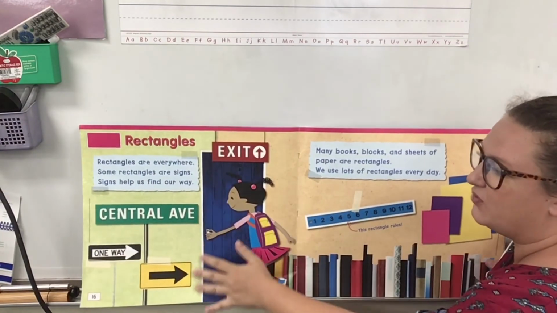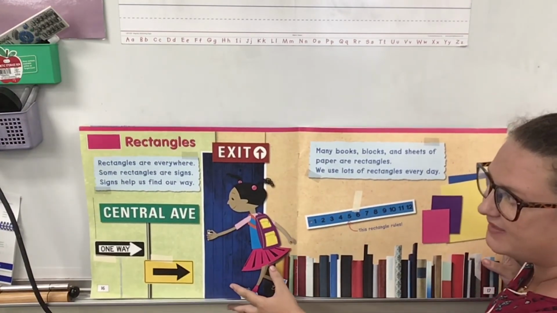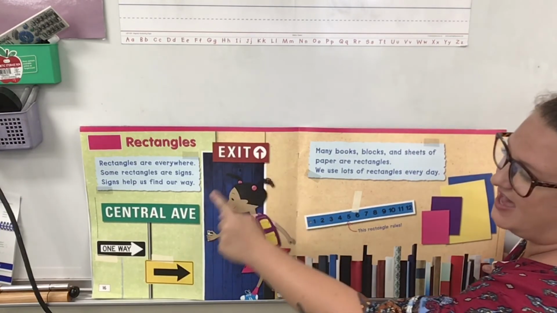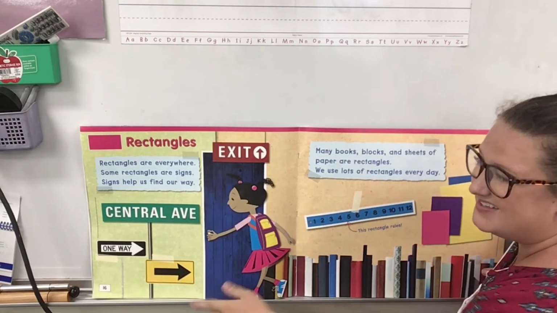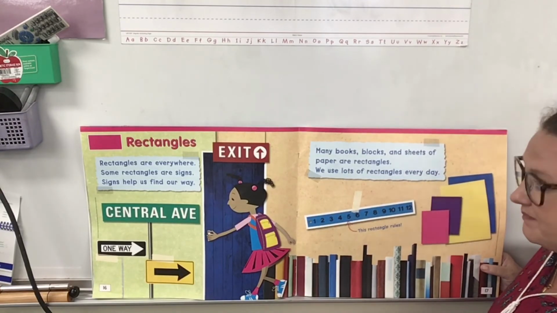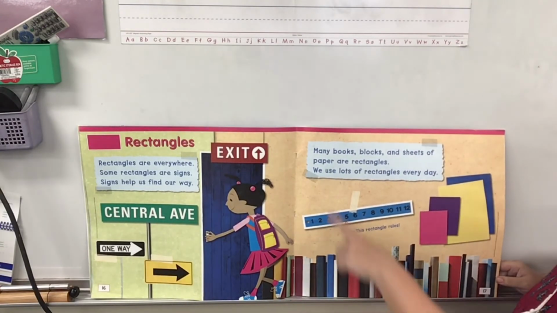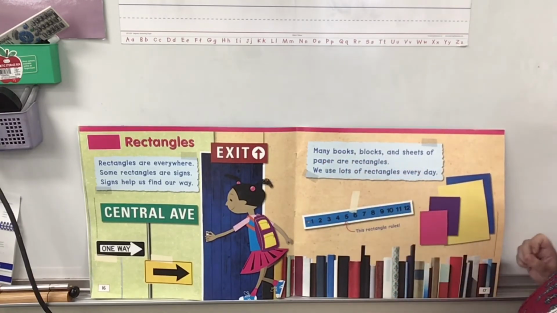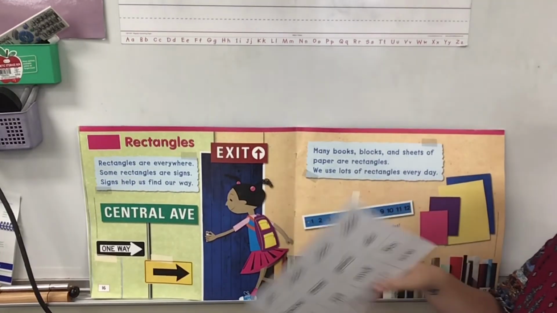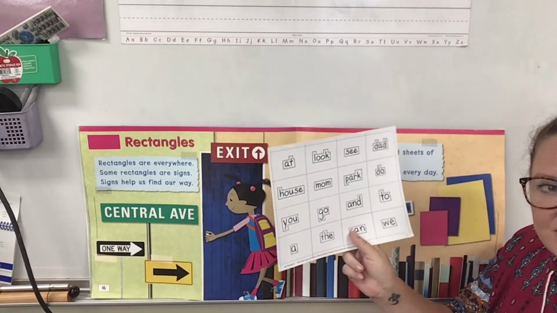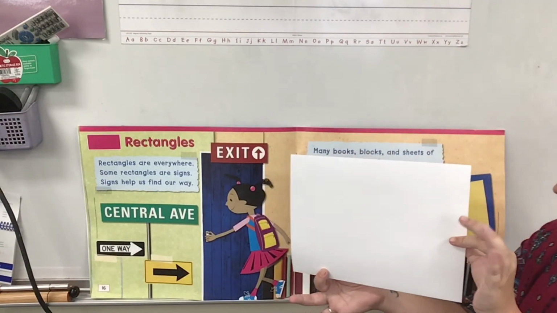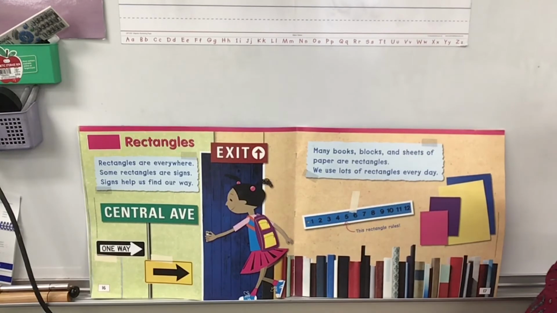All right, more information about rectangles. Rectangles are everywhere. Some rectangles are signs. Signs help us find our way. Also, many books, blocks, and sheets of paper are rectangles. So, for example, you may have gotten a sight word list that looks just like this. This piece of paper is a rectangle. We use lots of rectangles every day.